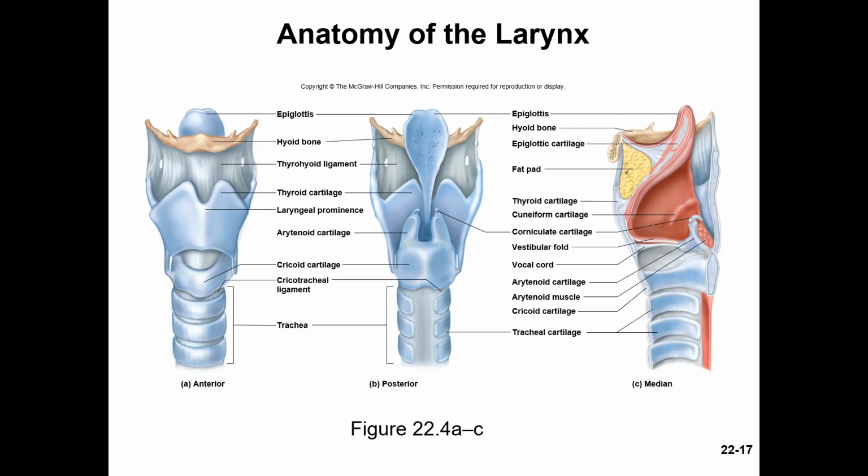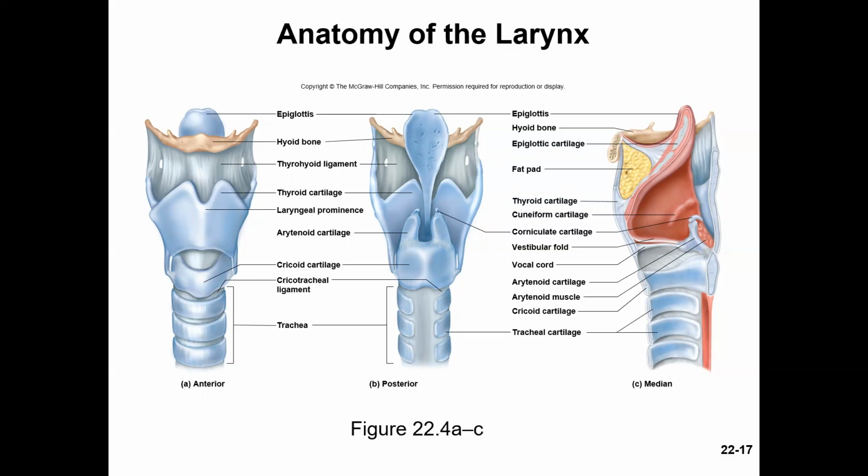There is our epiglottis, and I think that posterior picture, the one in the middle, might be a little bit easier to see and understand. So we have our epiglottis. That's the flap that will close over the trachea, like when we're swallowing food. We can see our hyoid bone. That thyroid cartilage is our Adam's apple. The midline of that we call the laryngeal prominence.